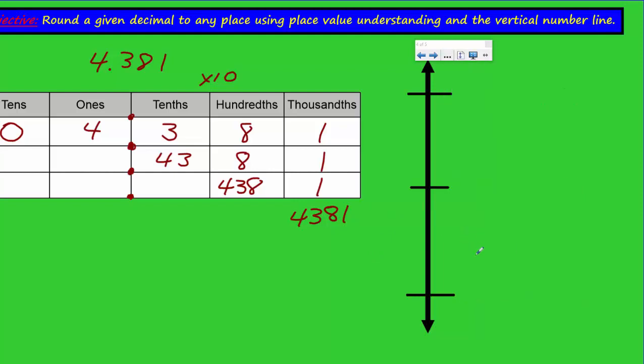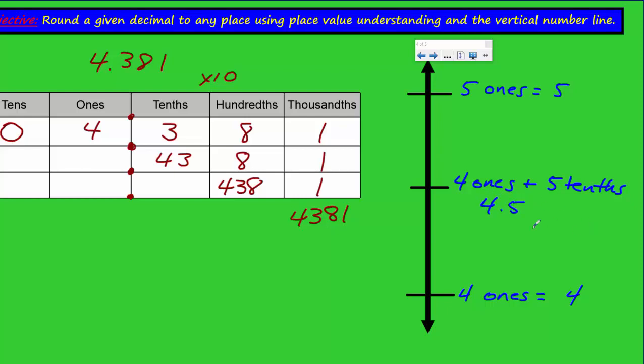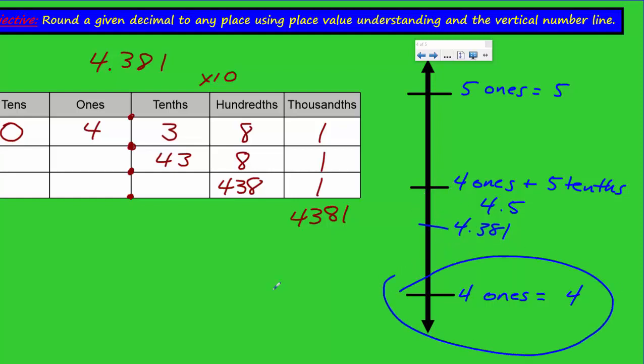So now you've seen this, I'm going to keep using the same vertical line, so I need to do some erasing here. So what we want to determine is, is this number going to be closer to 4, or is it going to be closer to 5? Here would be the 4 ones, which is just 4. And then up here, we would have 5. And then our midway point would have to be 4 ones plus 5 tenths, which of course is the same as just saying 4.5. So now we take our number, 4.381, you can see we're going to be down here because 4.5 is right here. So our value of 4 and 381 thousandths is less than that midway point. So we would actually round down to 4 ones.